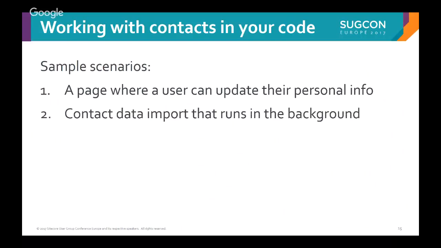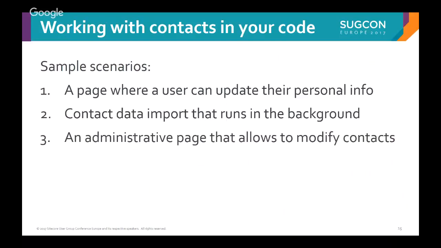Another scenario is when contact data import needs to run in the background. For example, if you're going to import data from some CRM system or any other source of contact data, you're going to need a background process for that, in most cases. And the third scenario is for administrators that can manually modify any contact. And the reason I introduced these three scenarios is because you're going to use different APIs in all of these.